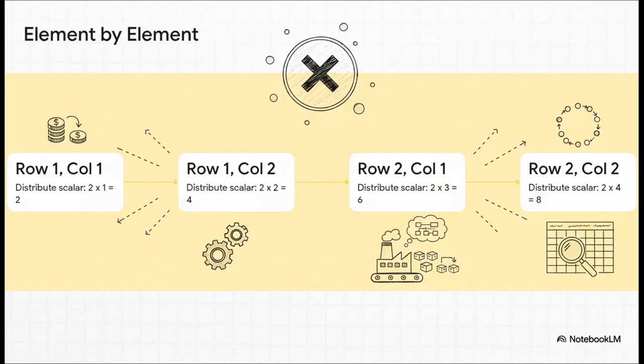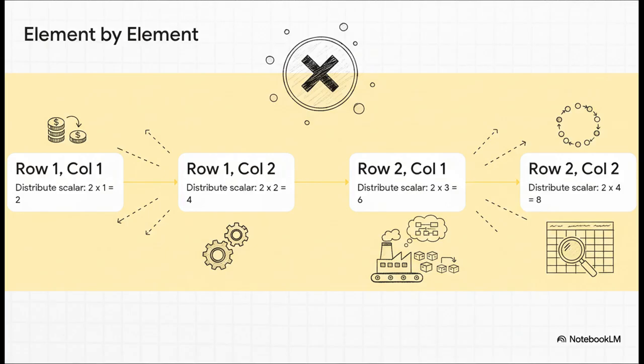Well, the process is wonderfully systematic. We take our scalar, 2, and we distribute it to every single element inside the matrix, one by one. So 2 times the first element, 1, equals 2. Then 2 times the next element, 2, equals 4. We move to the next row. 2 times 3 is 6. And finally, 2 times 4 is 8.